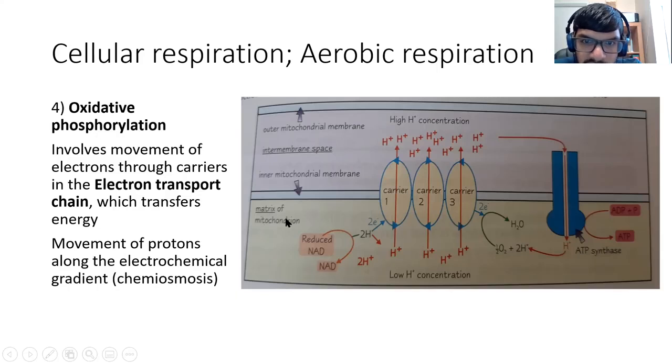This is the mitochondrial matrix, and we have a low H+ concentration, not many here, and a high concentration of H+ in the intermembrane space. So this process of proton pumping is active because it goes from a low concentration of protons to a high concentration.